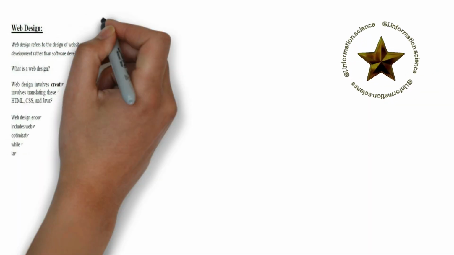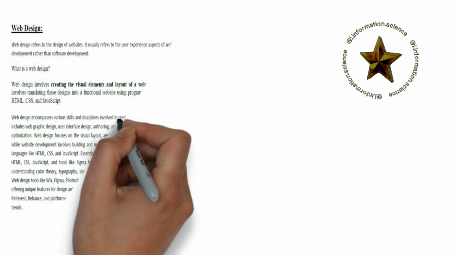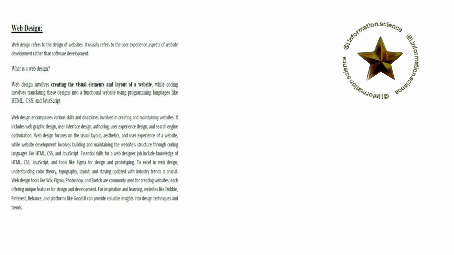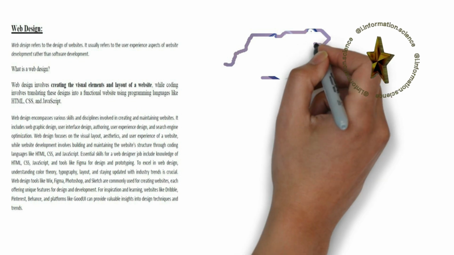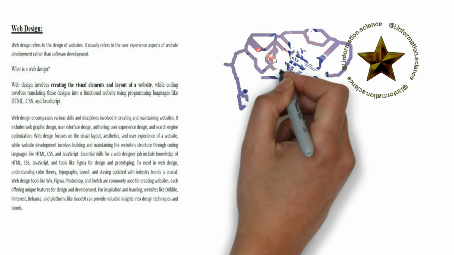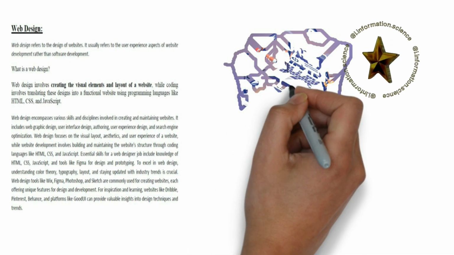Web design. Web design refers to the design of websites. It usually refers to the user experience aspects of website development rather than software development. What is a web design? Web design involves creating the visual elements and layout of a website, while coding involves translating these designs into a functional website using programming languages like HTML, CSS, and JavaScript.